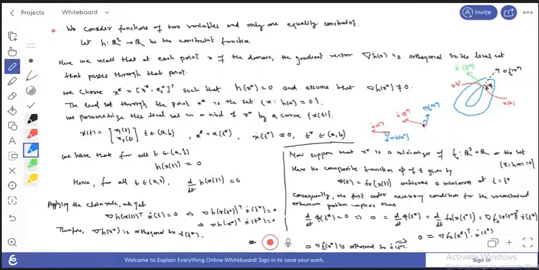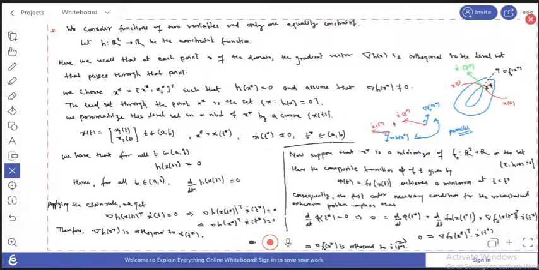So if x dot t star is the same, and this vector is orthogonal to it, and the gradient of h is also orthogonal to it, this means these two are parallel vectors, because both are perpendicular to the same tangent vector. Here we can write all those things on the next page, because no space is left on this page. So we take the next page and write all these things there.